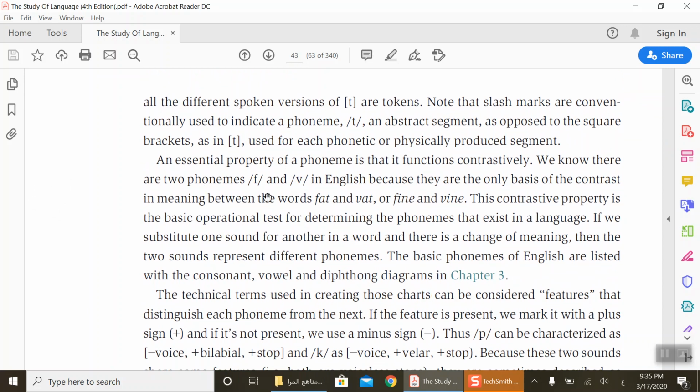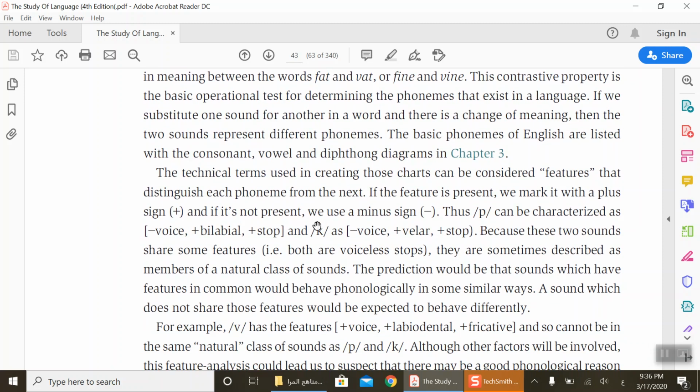Here we have other examples. Okay, an essential property of a phoneme is that it functions contrastively. We know that there are, for example, two phonemes, f and v. Okay, here, for example, fat and vat. If we change f to v, we have what? We have two different words, two meaningful words. Okay, this is phoneme, f and v.